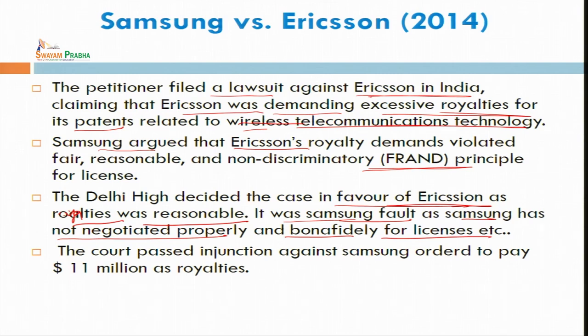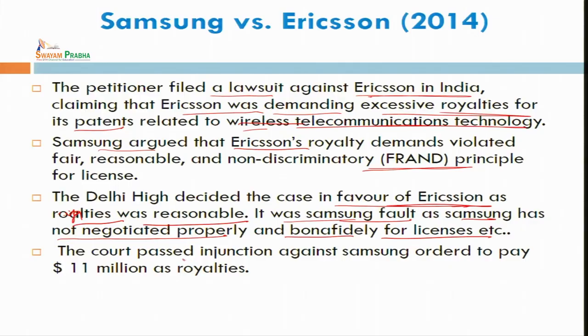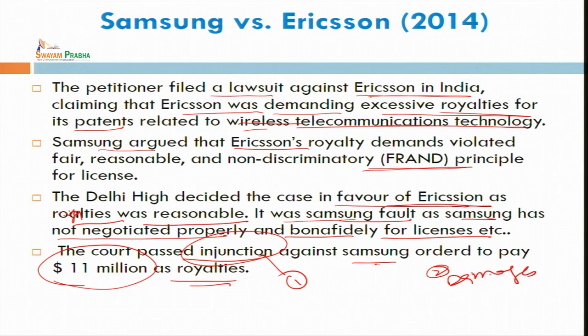So, we can say the plaintiff should come with clean hands. In this case, the plaintiff has not come to the court with clean hands. So, the court has also given the injunction, as we have discussed in the civil remedies, and also ordered Samsung to pay $11 million as a royalty. So, this is a very good example of civil remedy where an injunction is granted and, second, damages are also granted. We can study this case for civil remedies also.